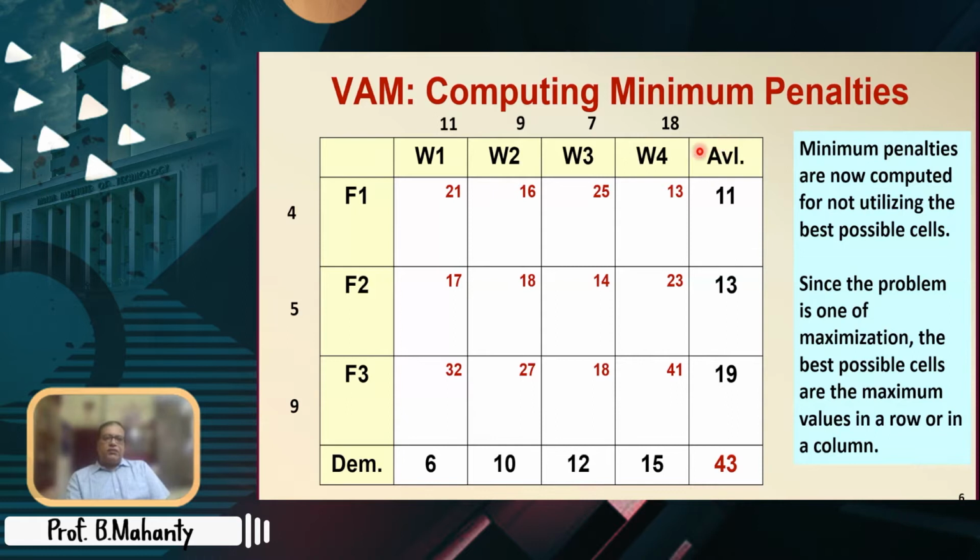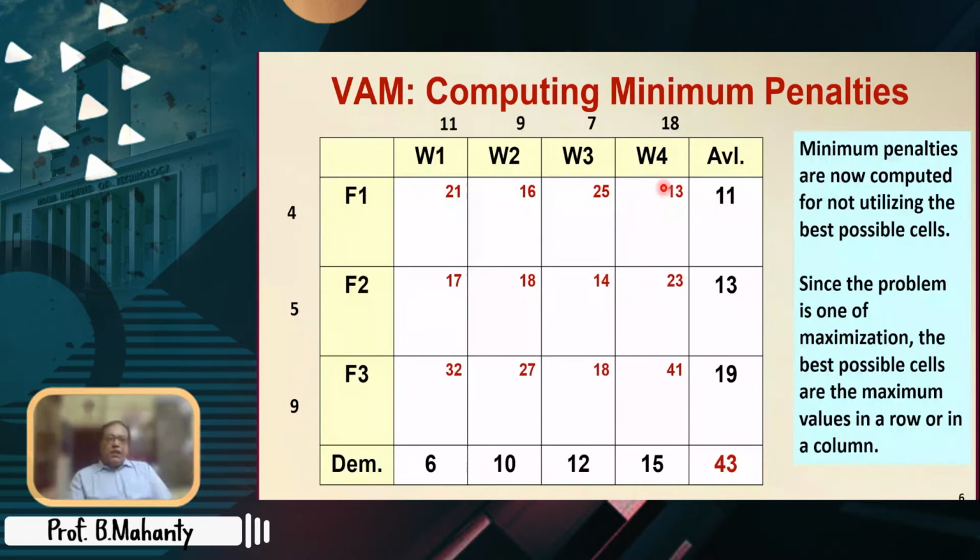Please think over. If the maximum penalty is 18, that means this column is chosen. Now if this column is chosen, which cell is going to be our choice for allocating materials? It should be F3 W4, because 41 is the highest and it's a maximization problem. So we should allocate as much as possible in this particular square.